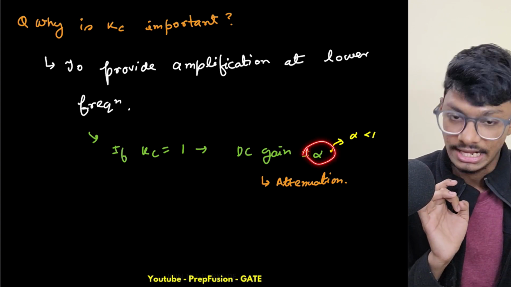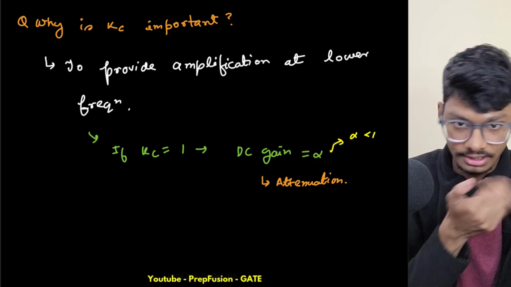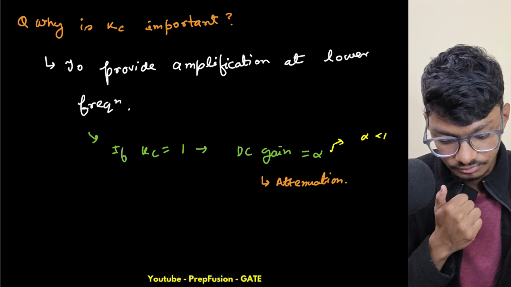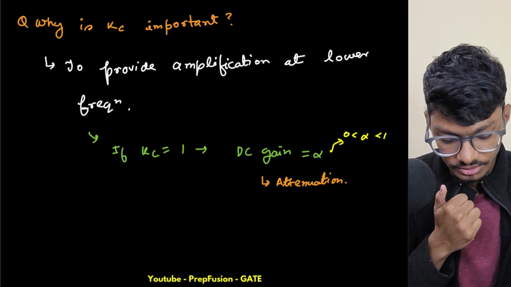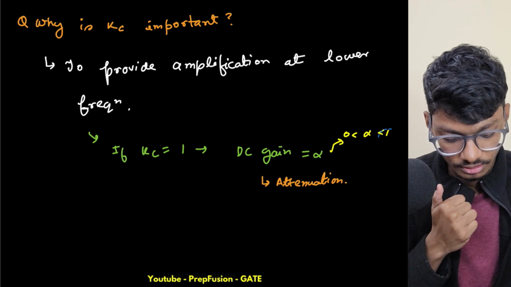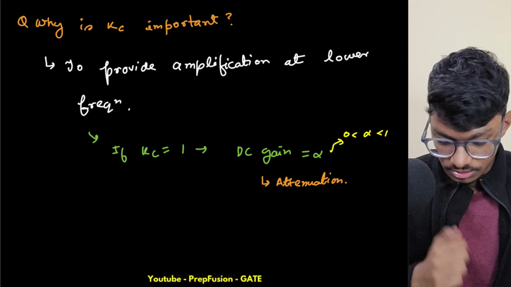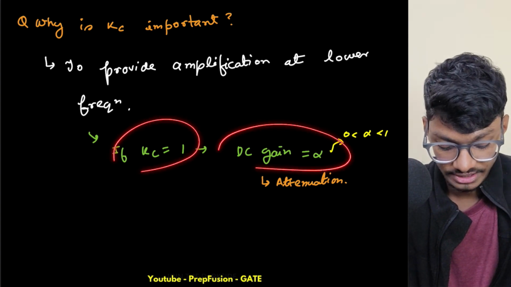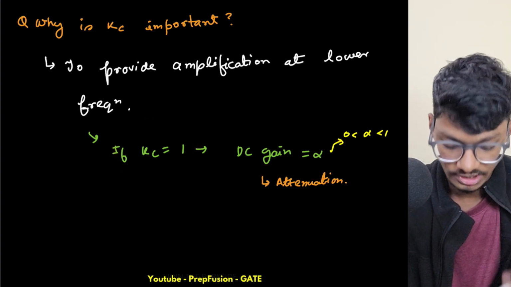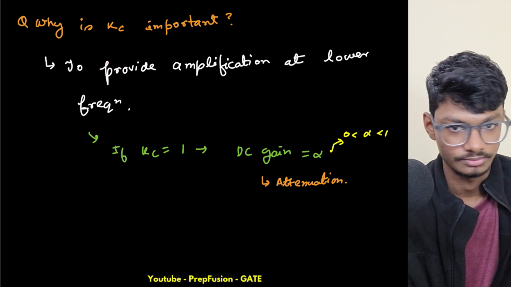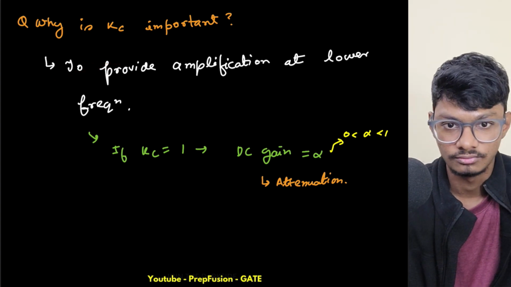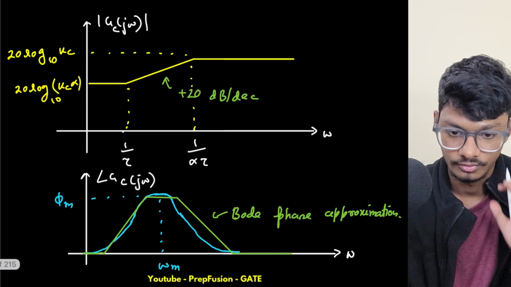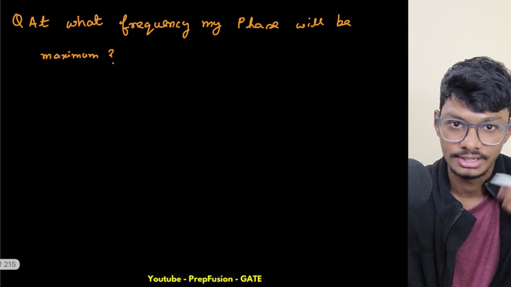So alpha will lie between 0 and 1, because this is a lead compensator, and for a lead compensator the range of alpha is between 0 and 1. So this is about the lead compensator. Now if Kc is 1, I will get attenuation, which I don't want. That's why Kc is very important. Kc should be higher than 1, so that it doesn't attenuate low frequency components.